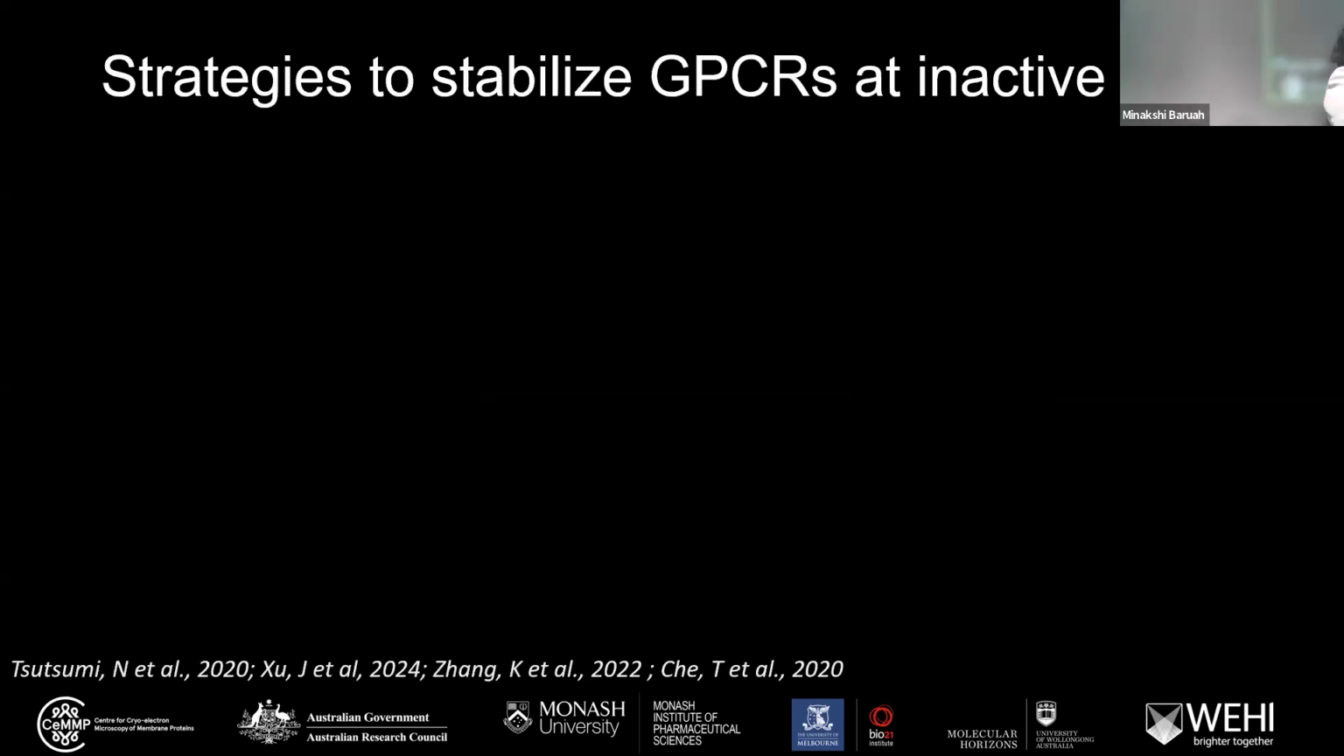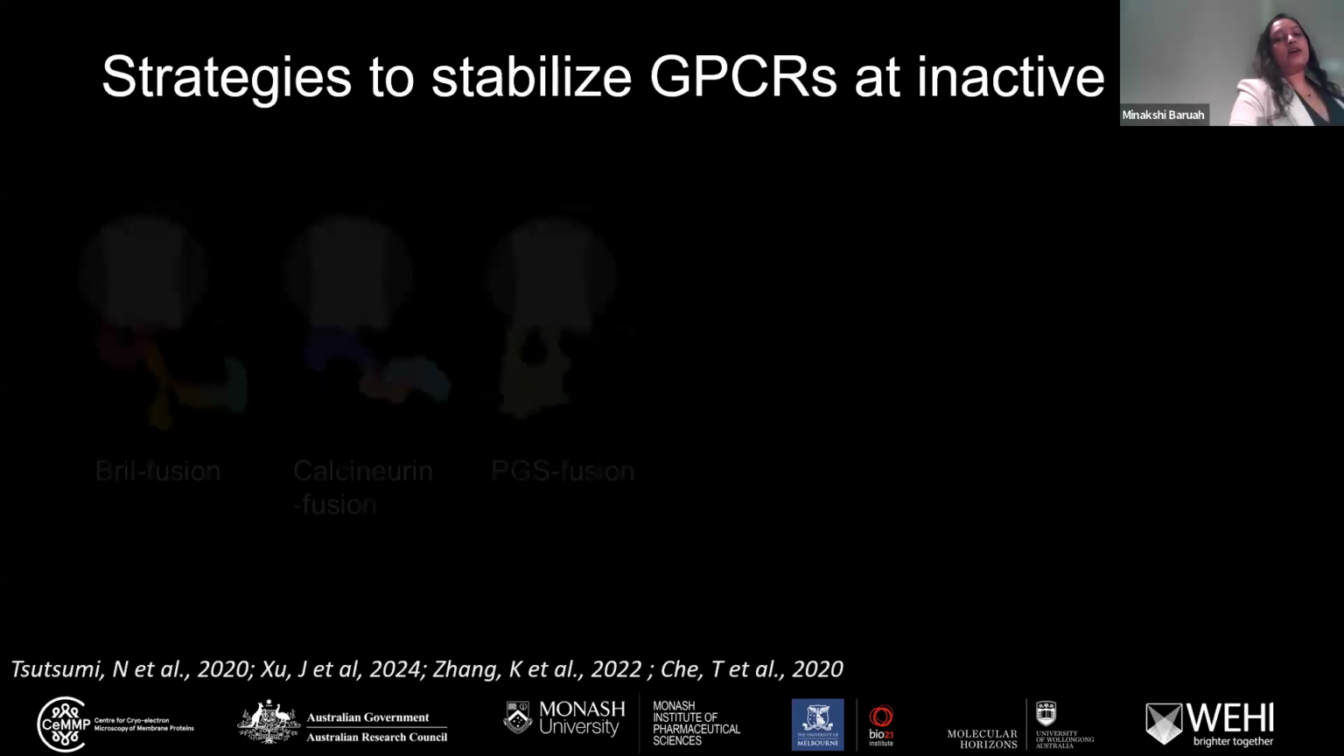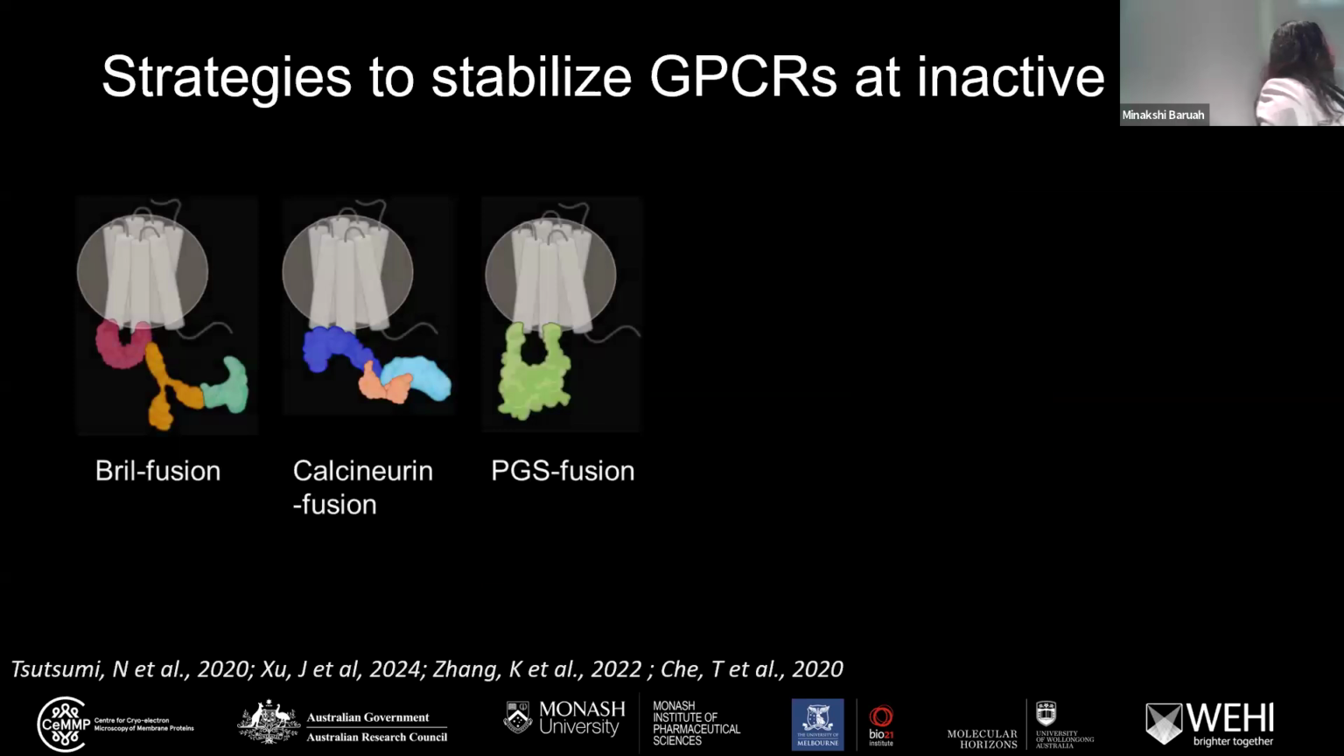Nevertheless, in the past year, several strategies have been developed to stabilize these receptors at inactive states, and most of these strategies include replacing the dynamic ICL3 with more rigid proteins such as BRIL, calcineurin, or PGS fusion. However, there is one problem though. All of these strategies are not readily reproducible or transferable to other receptor systems, and also extensive receptor engineering is required.